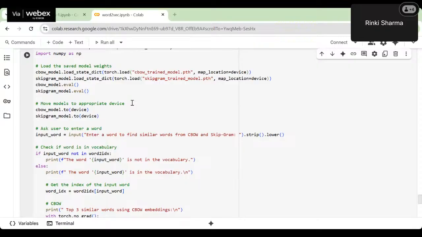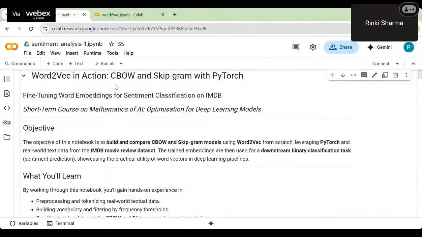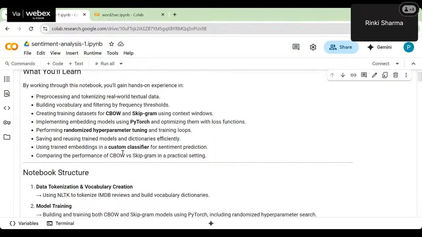So what we have done in this notebook is we start by pre-processing our data. Then we train our CBOW and skip-gram models on the training data, and then we evaluate their performance on the test data. So let us start with the notebook. Here we have installed all our required libraries.